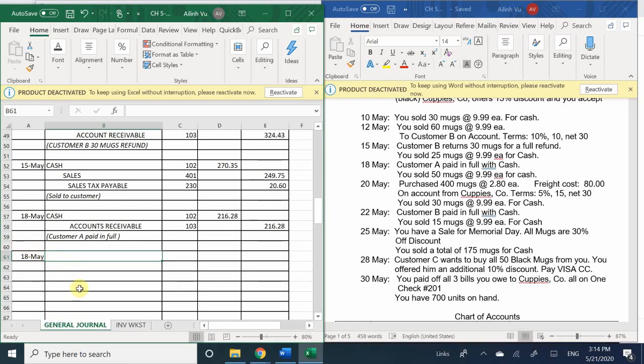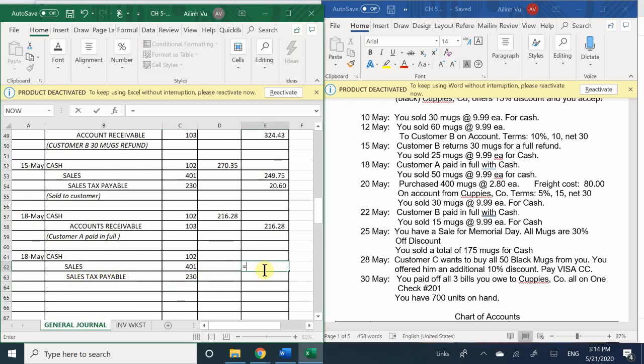So cash. We received cash, good. Sales and sales tax payable. Oopsies, I misspelled. Okay, so those accounts should be 102, 401, and 230. All right. So this time, how many items did we sell?